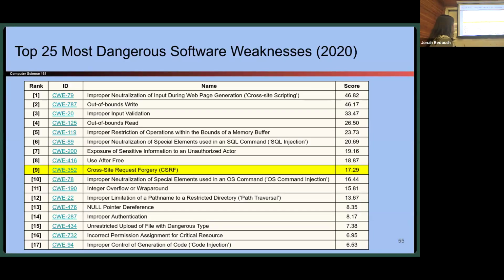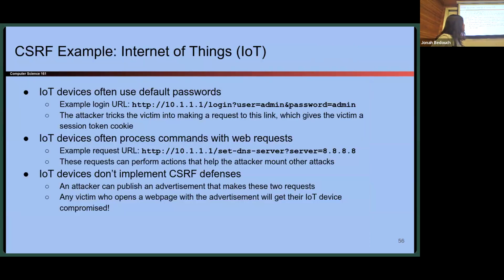These are the top 25 most dangerous software weaknesses. CSRF is number 9, right? So this is still actually a pretty big issue as of 2020. You can go through this list, but a lot of our web attacks are going to check some of these off. So pretty cool. This is relevant.